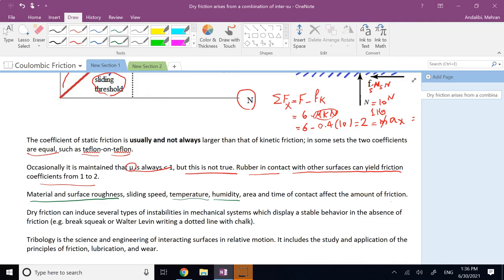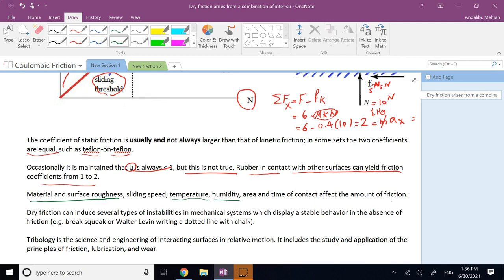And with more time, breaking that bond that is now over a large area and has already formed is not as easy as if you didn't give them so much time and area to form them. Okay, so each one of these parameters would affect mu s, mu k, or maybe both.